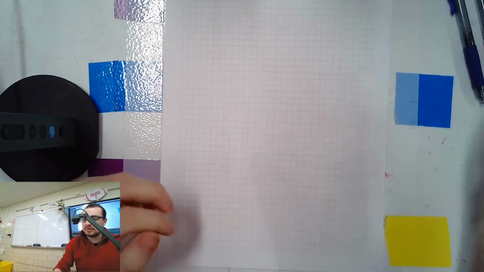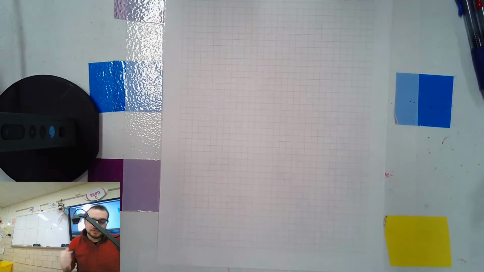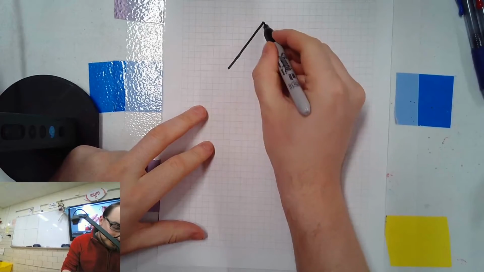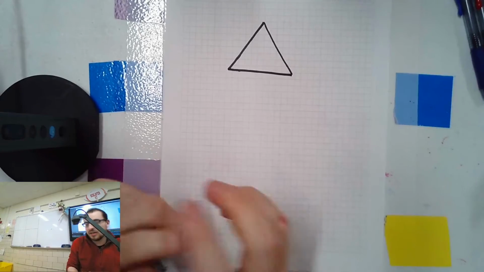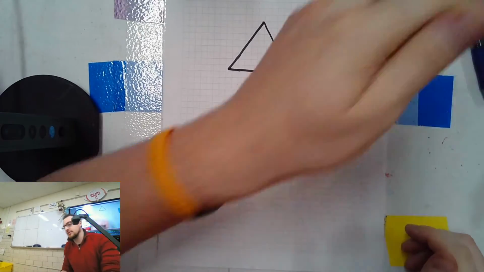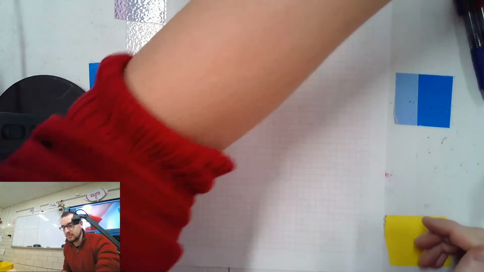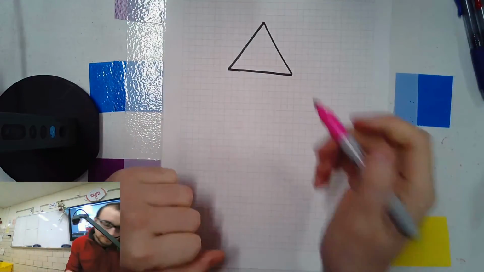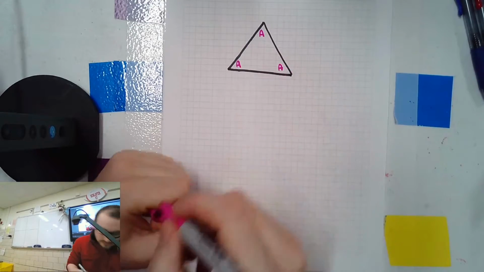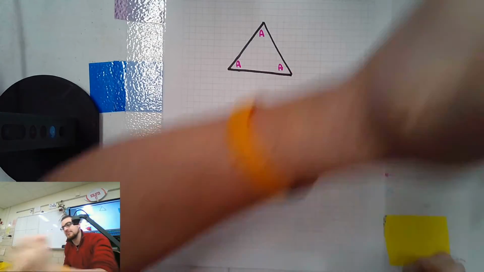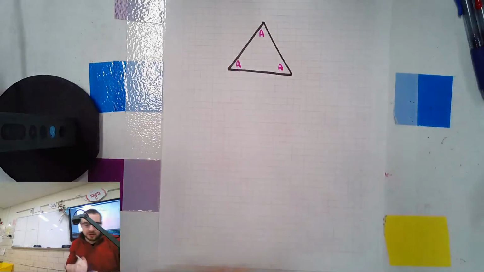Alright, so 100 points to Gryffindor if you can guess this shape. Triangle. Good job. 100 points to Gryffindor. Minus 100 points to Gryffindor for talking out of turn. Why do they call it a triangle? Yes, three angles. Very good. It has 3 angles.